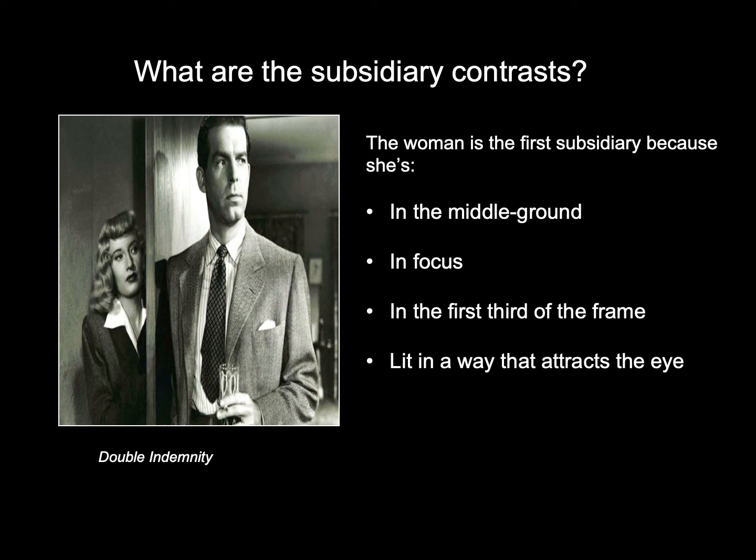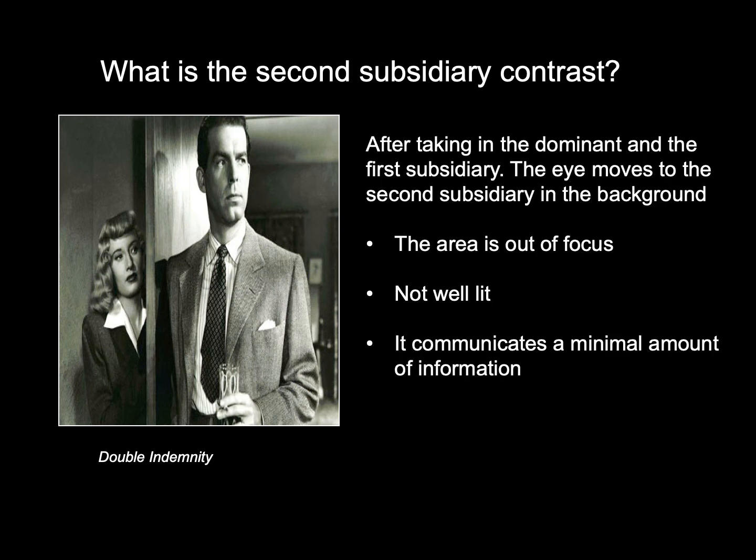The woman is the first subsidiary because she's in the middle ground, she's in focus, she's in the first third of the frame, and she's lit in a way that attracts the eye. After taking in the dominant and the first subsidiary, the eye moves to the second subsidiary in the background. The area is out of focus, not well lit, and communicates a minimal amount of information.